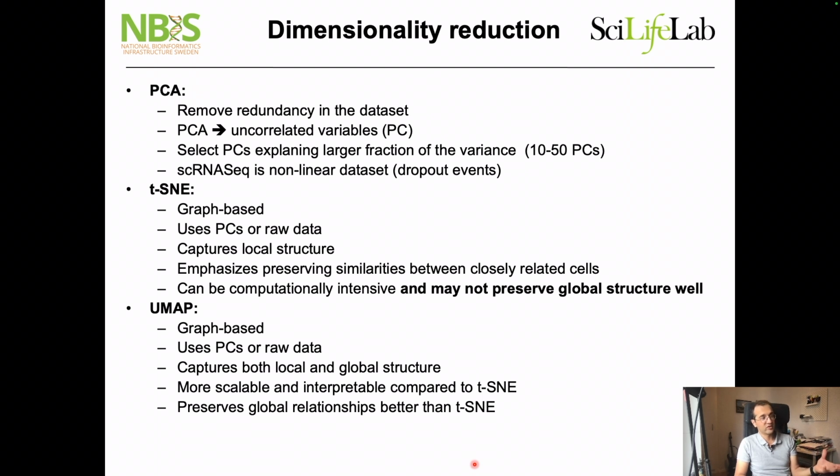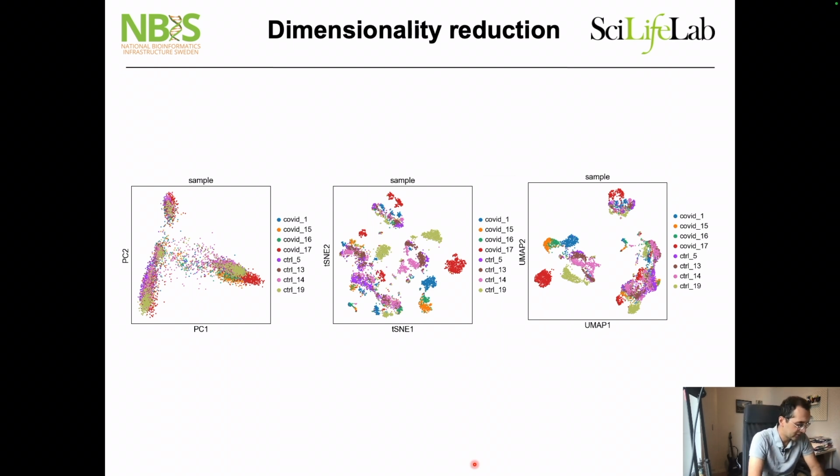And here is one of the key differences between these two approaches, because t-SNE can preserve the similarity between closely related cells but not the global structure. That's in contrast to what UMAP does. And it has better scalability and is more interpretable compared to t-SNE. And this is the output that you get. On the principal components figure, you see the samples. There is a large overlap between them. But when you look at t-SNE and UMAP, you have a better distribution of the cells.